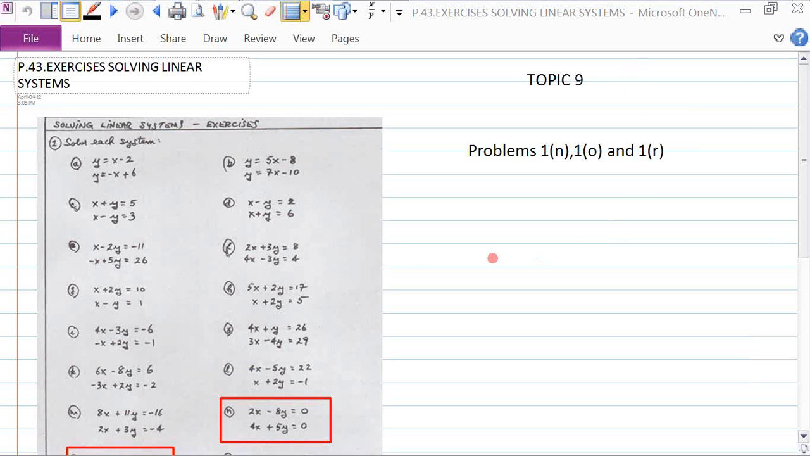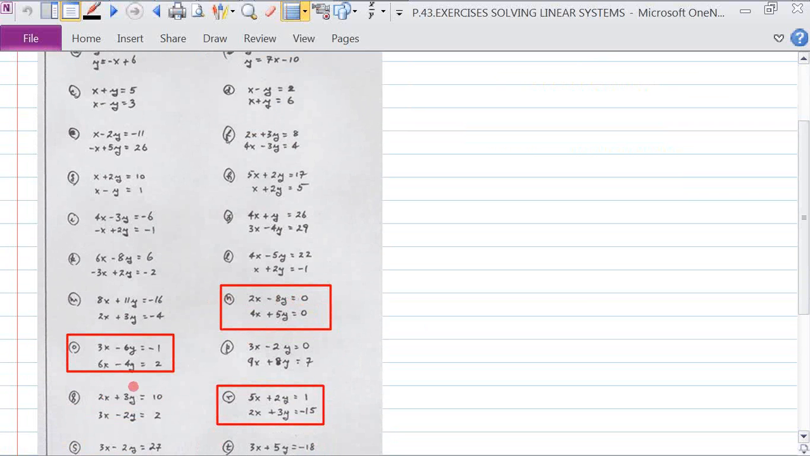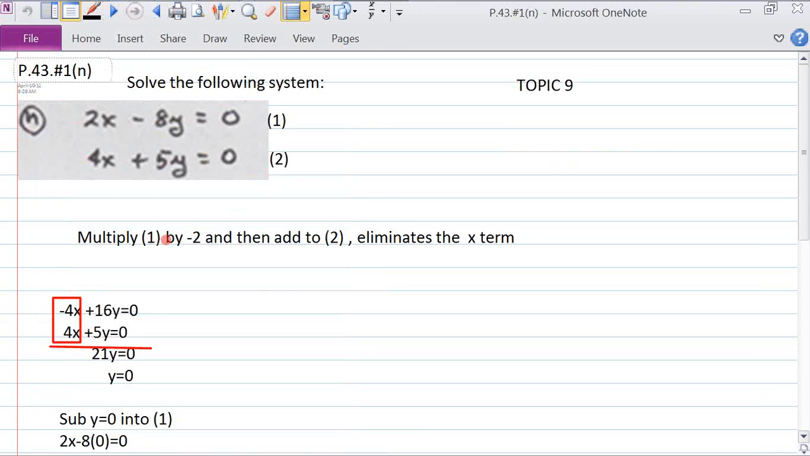We're on topic 9, and we're on page 43, and what we're going to do is solve each of the following three systems: 1N, 1O, and 1R. So let's start with 1N, and here we're asked to solve the following system, which means that we have two linear equations here, and we're looking for the point of intersection. So whenever it says solve the following system, it means, okay, where do these two lines intersect?